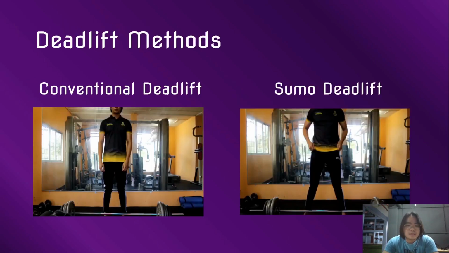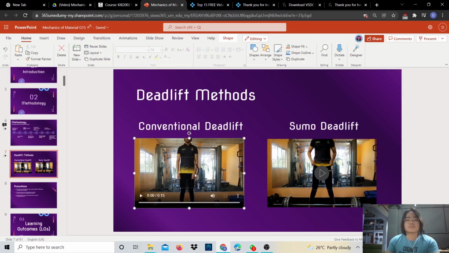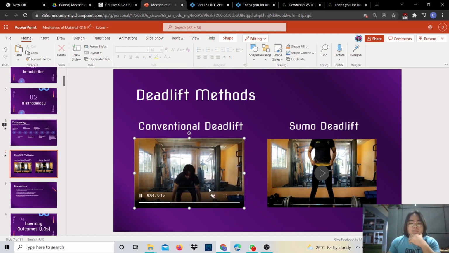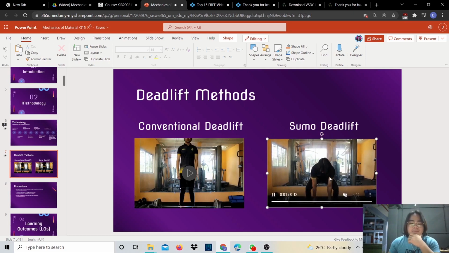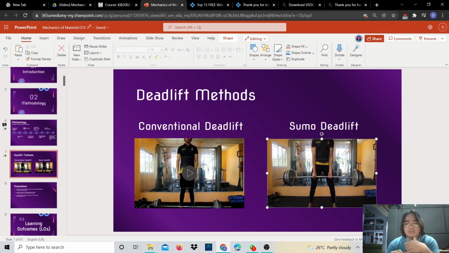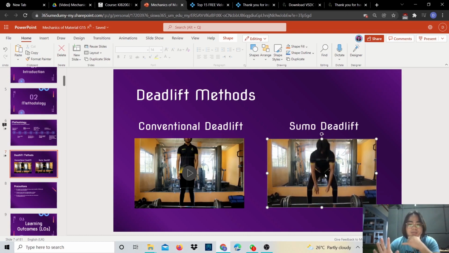So here are the deadlift methods that were performed during the experiment. This is the conventional deadlift method. And this is the sumo deadlift method. Note the difference in the positions of the subject's hands between both deadlift methods.